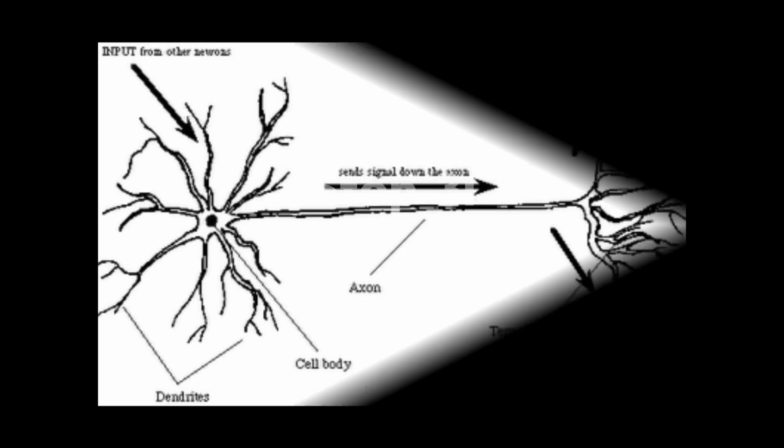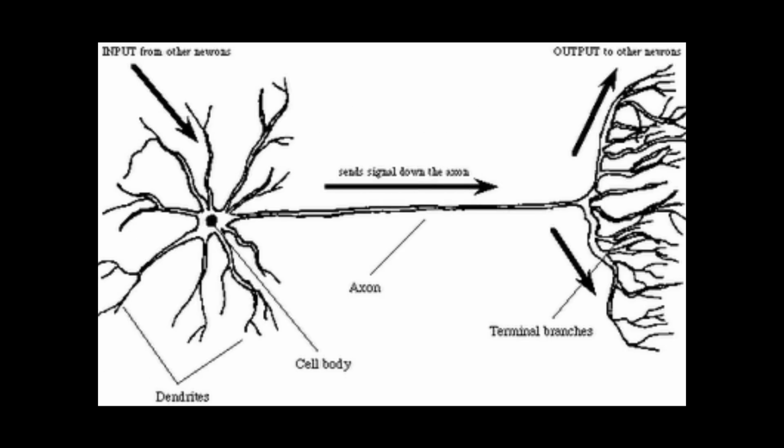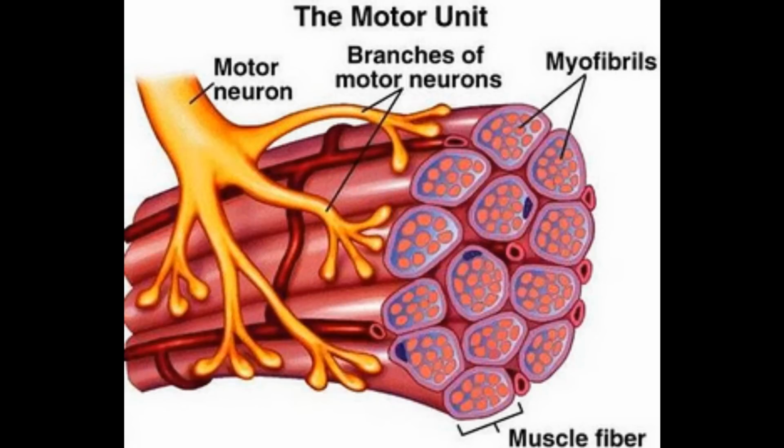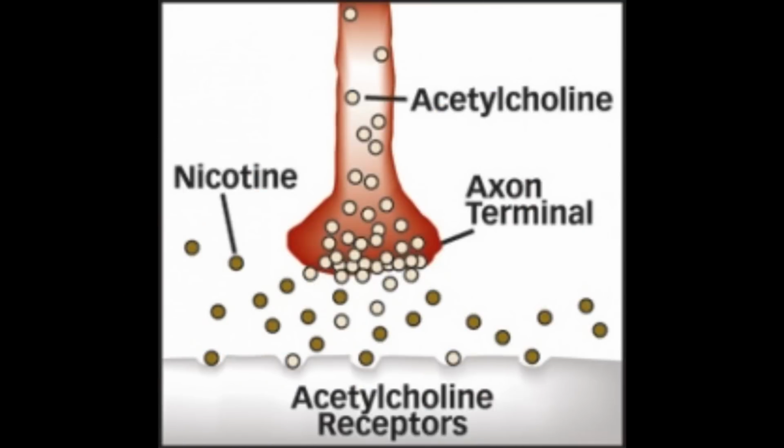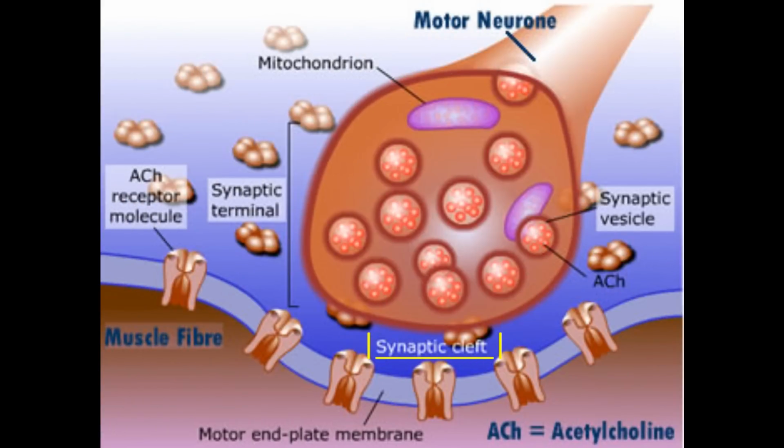Step 3. The axon branches to supply a number of muscle fibers called a motor unit, and the action potential is conveyed to a motor end plate on each muscle fiber. Step 4. At the motor end plate, the action potential causes the release of pockets of acetylcholine into the synaptic clefts on the surface of the muscle fiber.